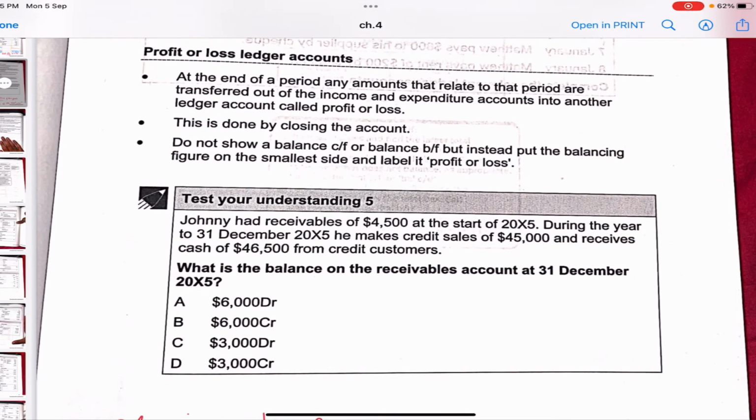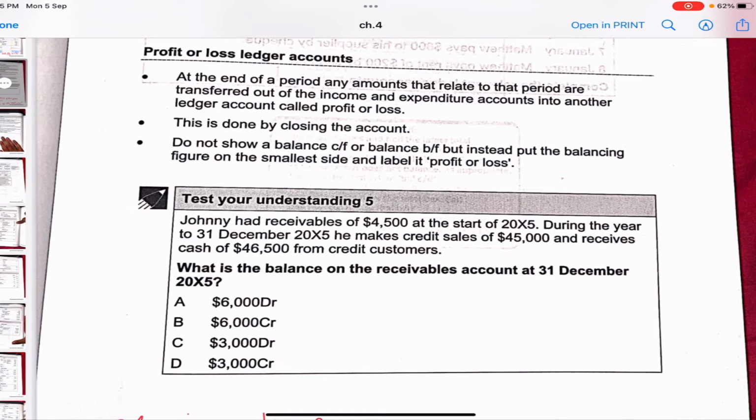So now let's see what profit or loss ledger accounts are. At the end of a period, any amounts related to the period are transferred out of the income and expenditure accounts into another ledger account called the profit or loss account. This is done by closing the account. Do not show a balance CF or balance BF, but instead put the balancing figure on the smallest side and label it profit or loss.